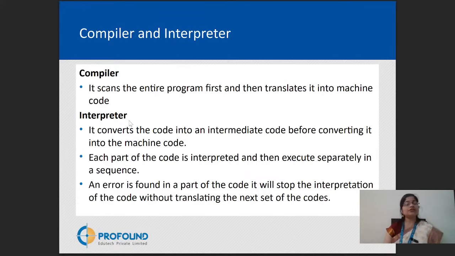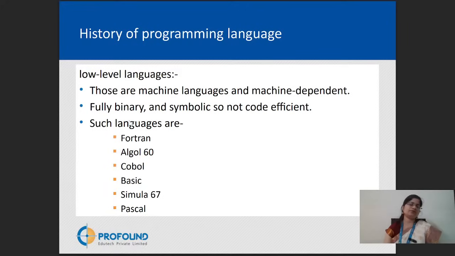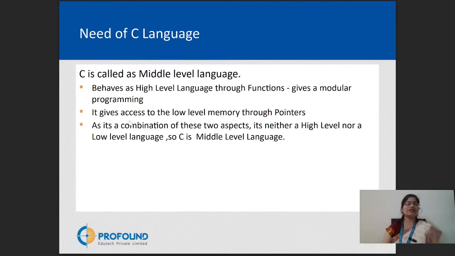So if any error is found in the code, it will stop the interpretation at that point only. Okay. So history of C programming language. Before C programming language, there were low level languages such as Fortran, Algol 60, COBOL, Basic, Simula 67, Pascal. These were symbolic languages, not code efficient, and very complex and lengthy code you have to write in these programming languages. So that's why C programming came into picture.